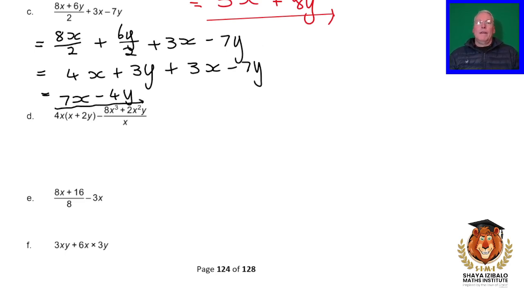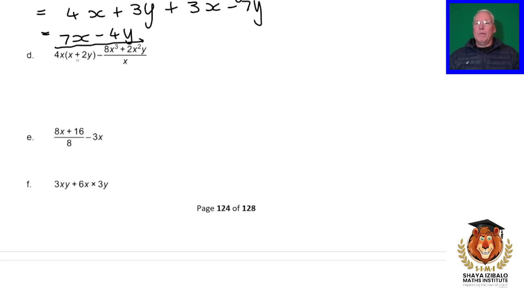Okay, in this next one, we've got the distributive law with both multiplying into a bracket and also where we're dividing. Right, so let's just take this easily. The 4x must multiply with the x, giving us 4x squared. The 4x must multiply with the 2y, giving us 8xy.